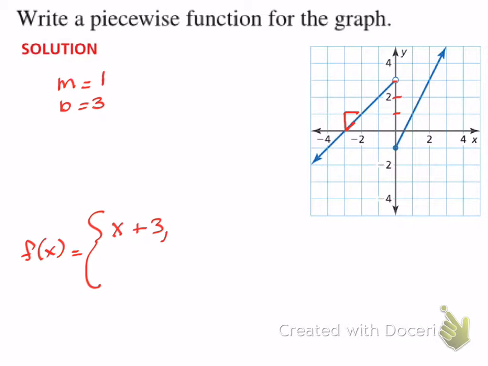Now I need to write what is the restriction. The restriction says I only want you to see the line when all these numbers for x are less than 0. So less than 0, not equal to, because that dot is not colored in. This dot here is not colored in. Now I'm going to look at the next problem. Okay, that is where we are.